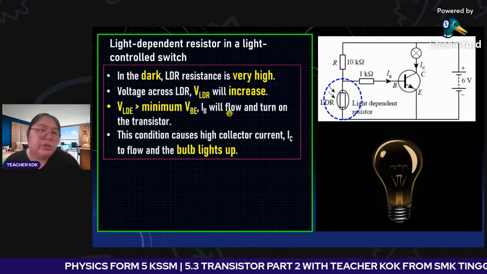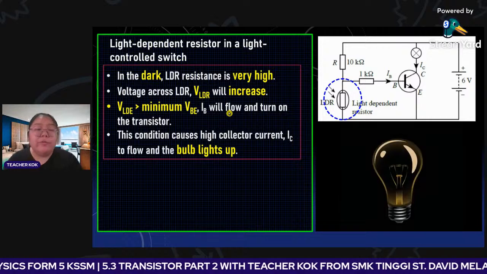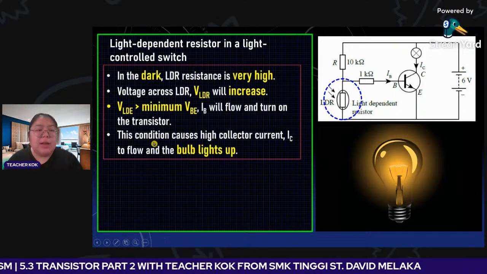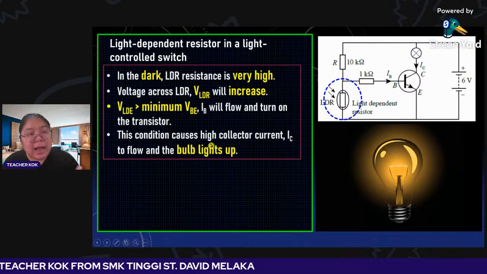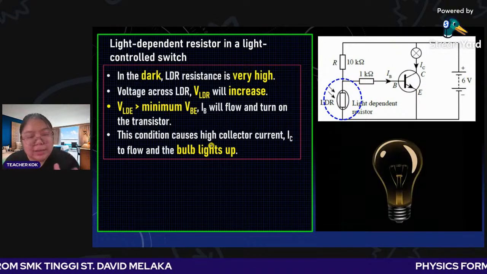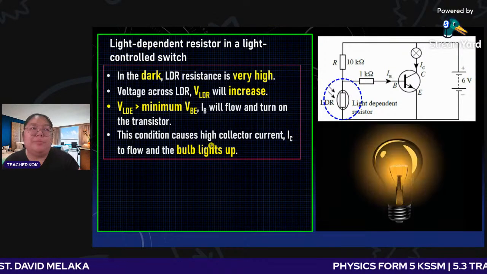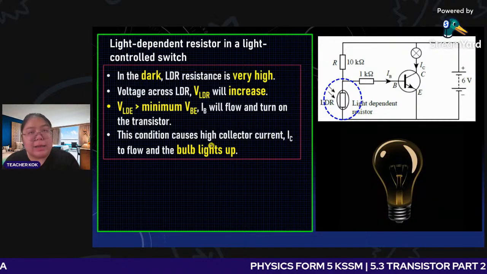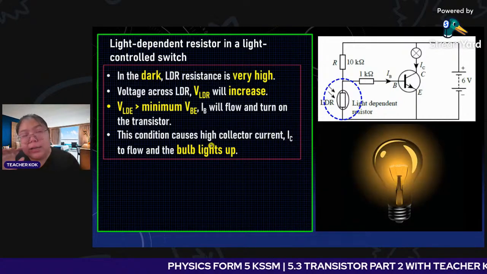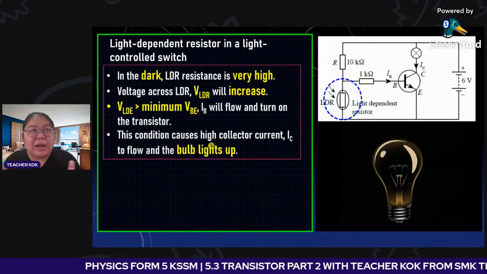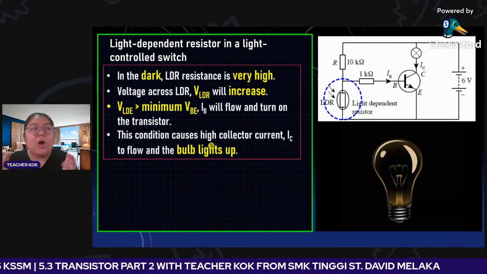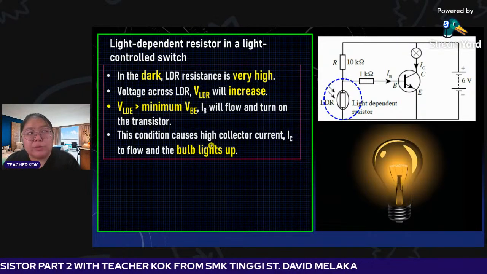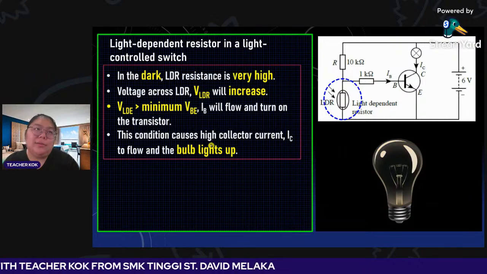Then the rest you understood already; you can explain by yourself. When the transistor turns on, it causes a high collector current to flow. Finally, the bulb lights up. So during the day, if you suddenly see the sky become dark because heavy rain is coming, the switch will automatically turn on the light.